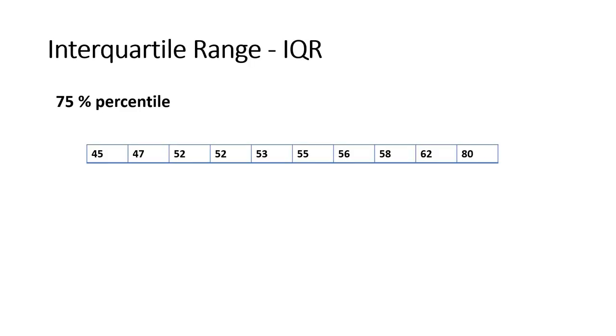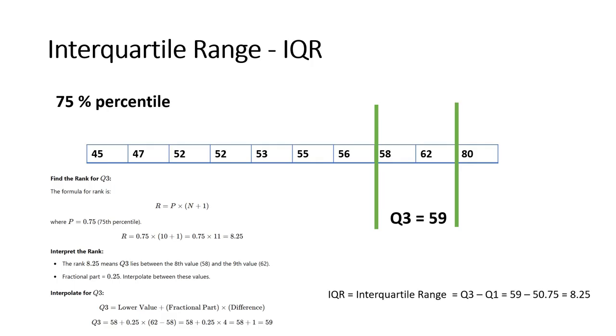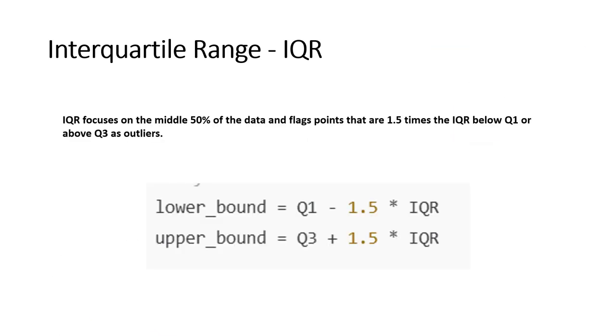The IQR is very simple. Q3 minus Q1 is called the IQR. The detailed video that explains how you can calculate the IQR has its link mentioned in the video description. You can go through and watch that video in order to understand the IQR.